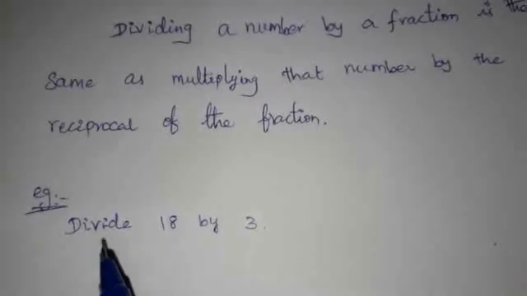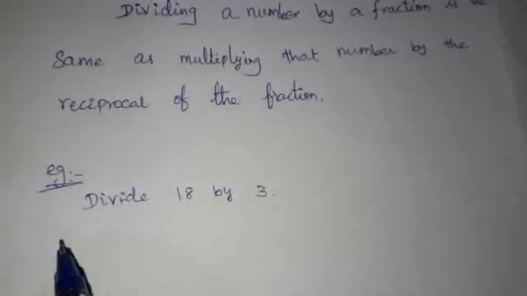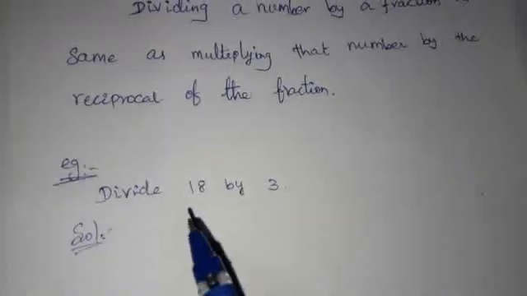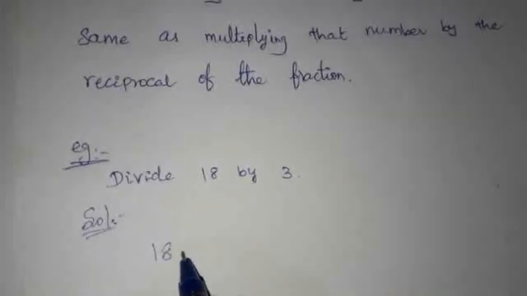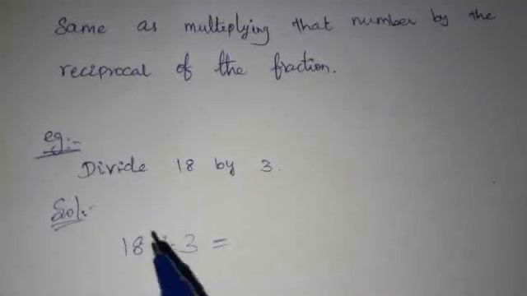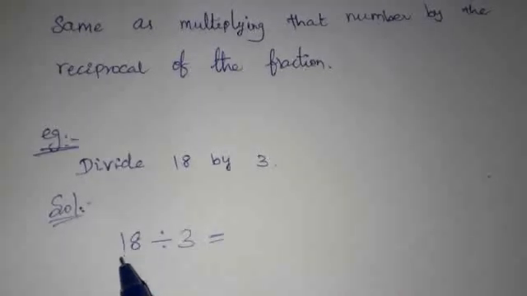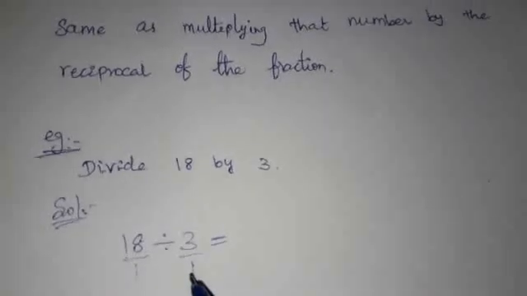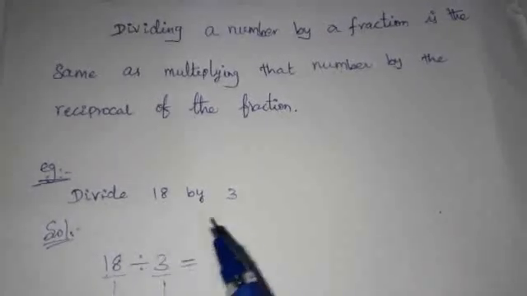Example: divide 18 by 3. Listen to how to give the solution. We are going to divide 18 by 3, so let us write it like this: 18 divided by 3. We already know every number has a denominator 1. Here there is a denominator 1, and here also there is a denominator 1. These two numbers represent improper fractions. Let's see how to divide this.